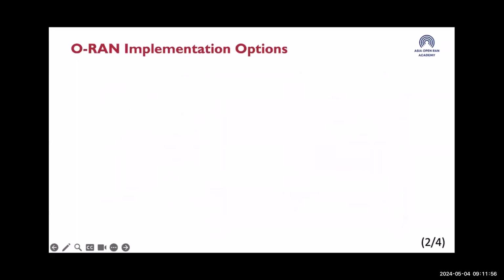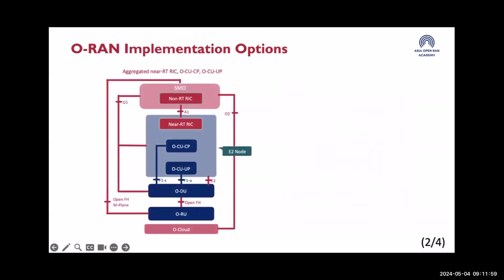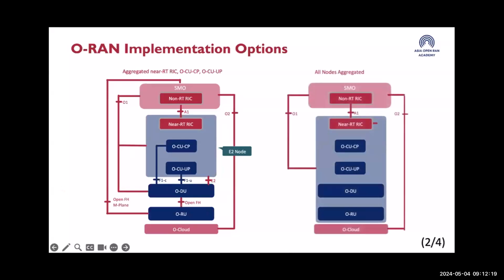In some cases, you can also have an aggregated near real-time RIC, where your near real-time RIC is aggregated with your O-CU, the centralized unit. The SMO is separated, as are the O-DU and the RU. And in some cases, all nodes are aggregated. So it depends.